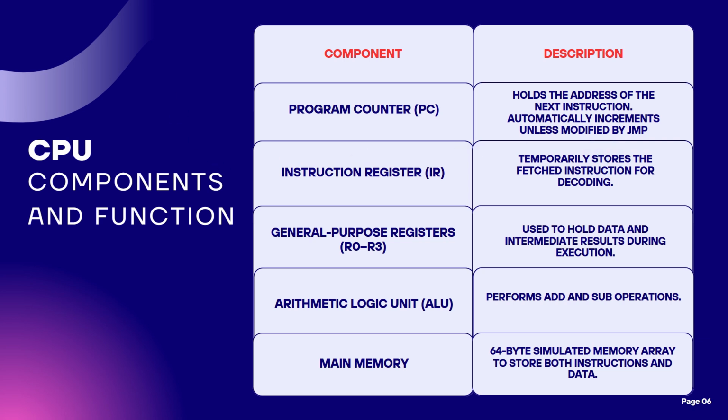For PC, which is the program counter, this holds the address of the next instruction and automatically increments unless modified by JMP. Next is IR, which is the instruction register, whose function is to temporarily store the fetched instruction for decoding. Next is the general purpose register, which is used to hold data and intermediate results during execution.